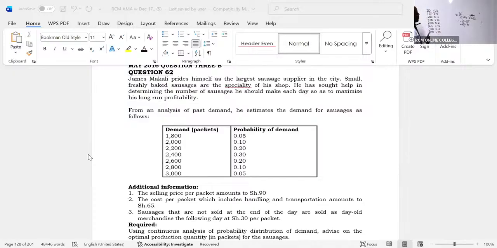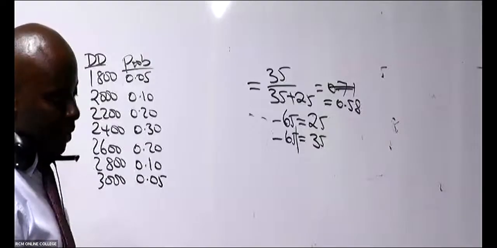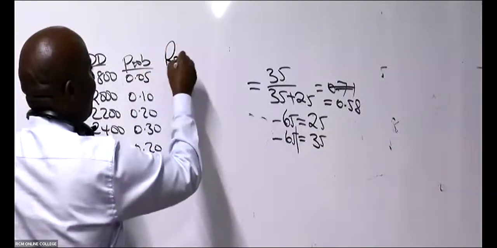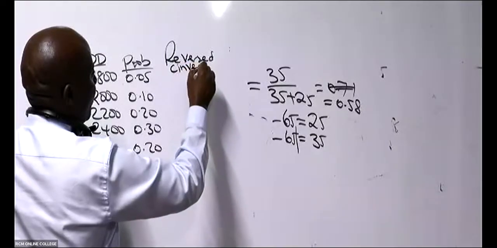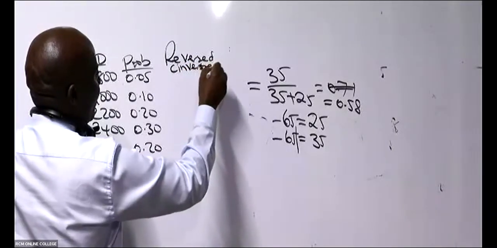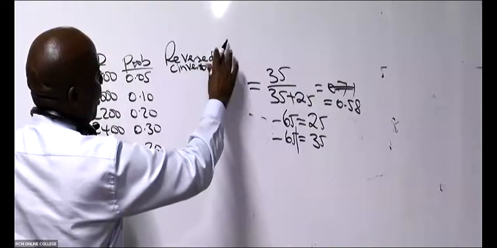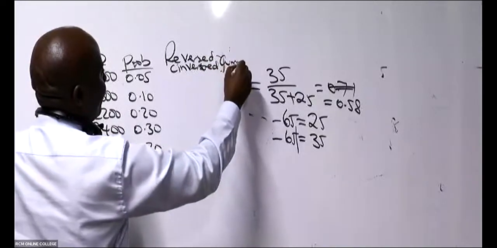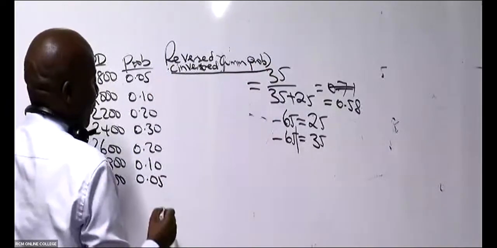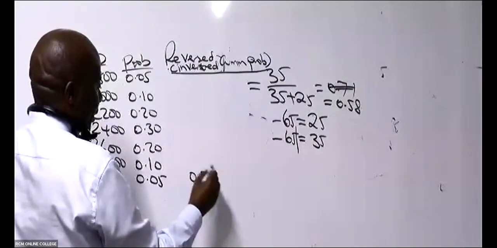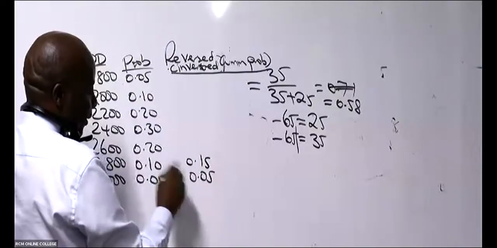So please don't write your normal cumulative probabilities. They have to be inverted or reversed. We call them reversed or inverted cumulative probabilities. So we start from down here, right? So this will be 0.15, right?